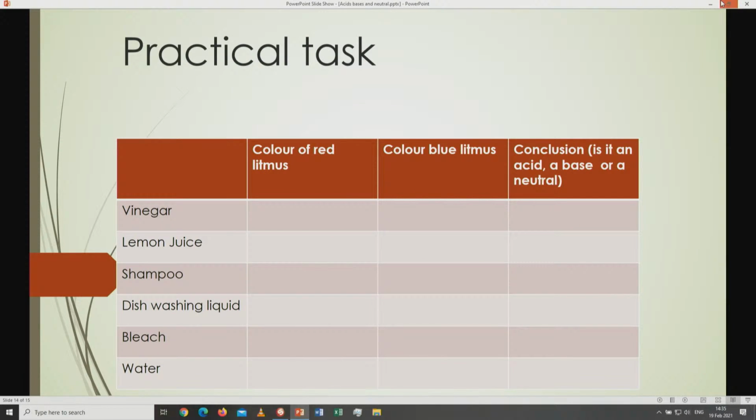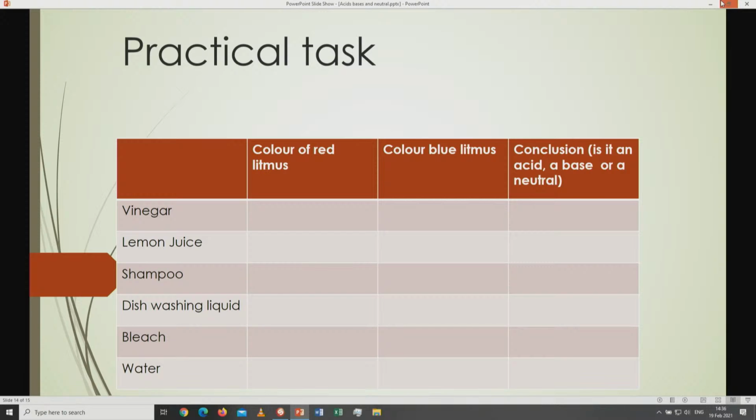You can design your own thing that you're going to use when you test. Either a substance is an acid, a base, or a neutral. You can design a worksheet the way you want it to be.